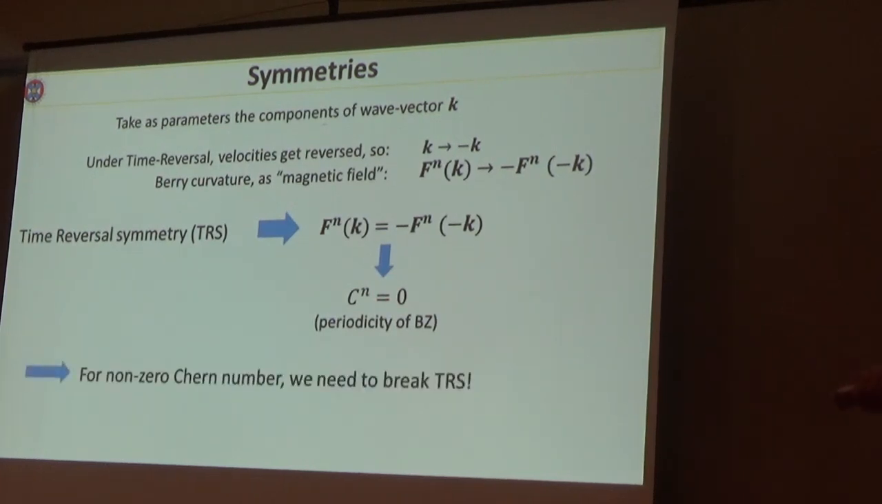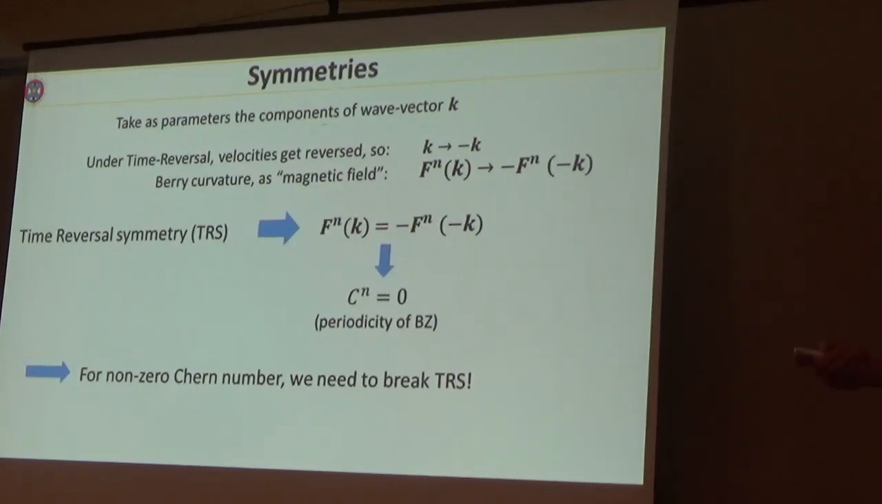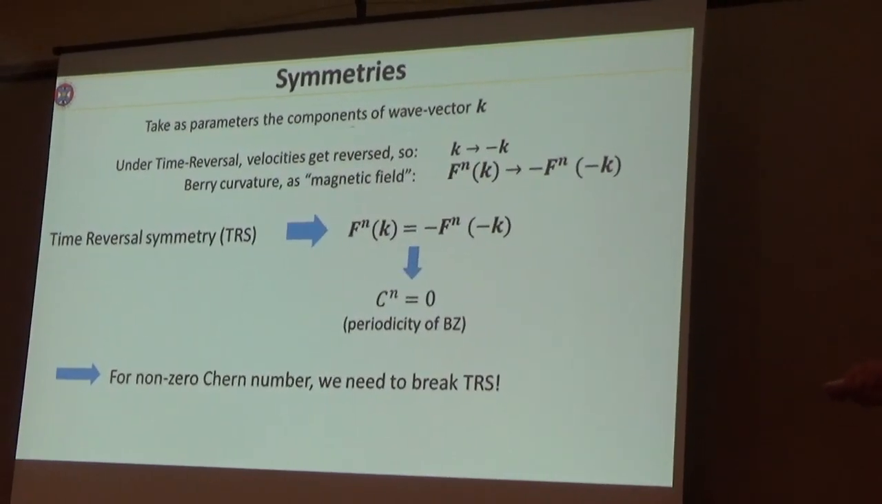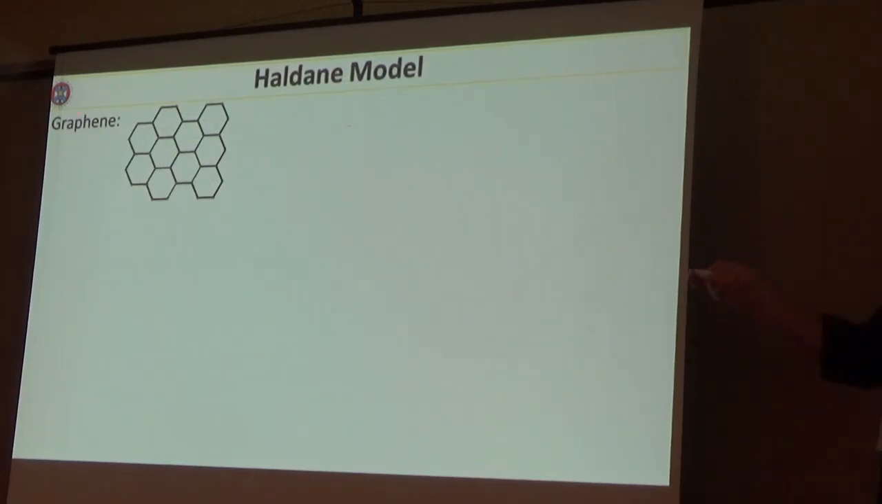What this tells us is that to get a non-zero Chern number and to have non-trivial topology, we need to break time reversal symmetry. And also it implies that we don't actually need to have a magnetic field, as in the case of the integer quantum Hall effect I mentioned back in my third slide, in order to have non-trivial topology. And this is what Haldane did with his model of graphene, which is the revolutionary material that you might have heard of, which is indeed a topological material.